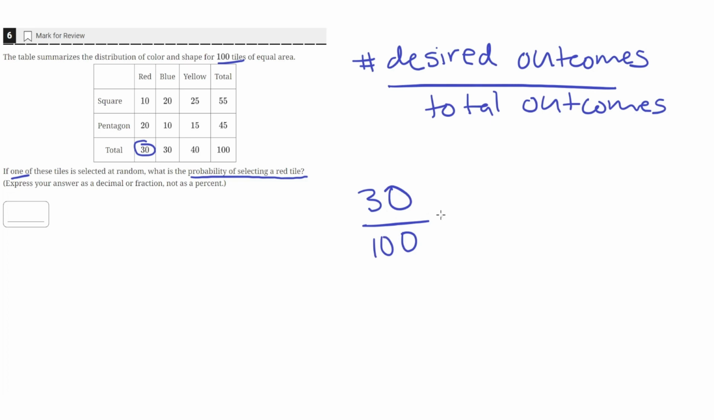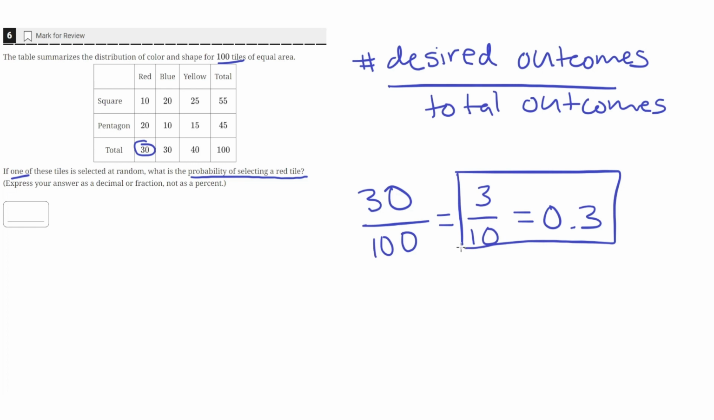So 30 divided by 100 is the probability of selecting a red tile, which is equal to 3 out of 10, or 0.3. And both of these are acceptable solutions to the question.